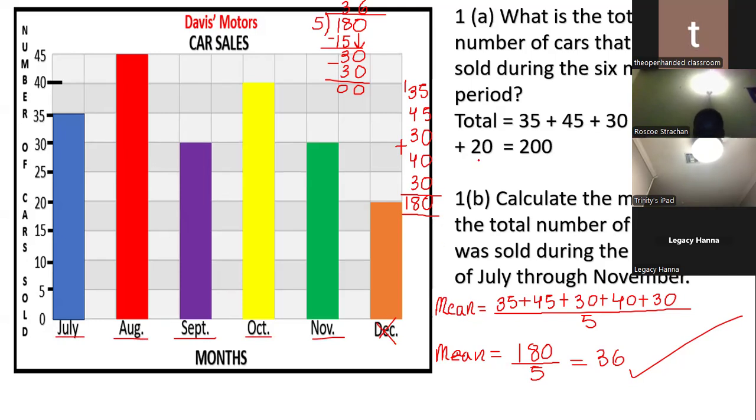Trinity. One second. Roscoe, are you writing this down in your book? Yes, sir. Did you draw this graph as well? You need to draw the graph. Yes, Trinity.